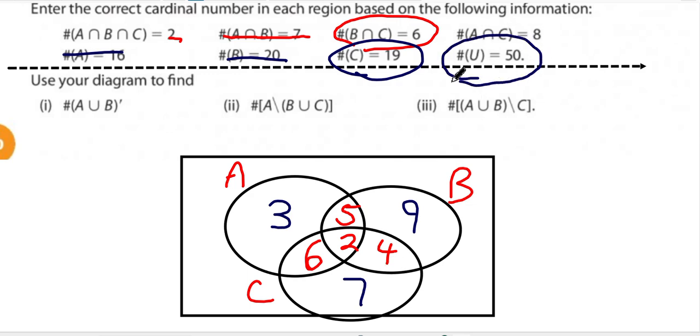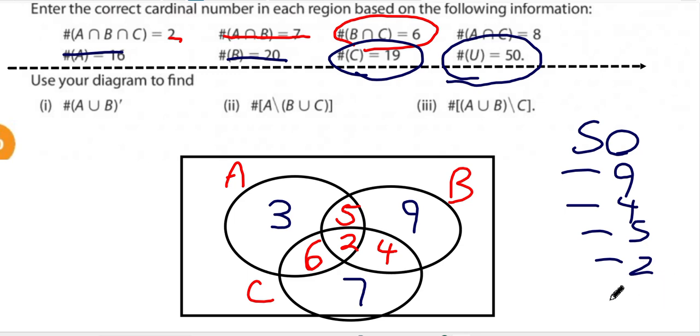Everything added together has to add to 50. So get the 50 and take away all the numbers that you already have. For you. 41, 37, 32, 30, take away 13 is 70, and 70 take away 3 is 14.